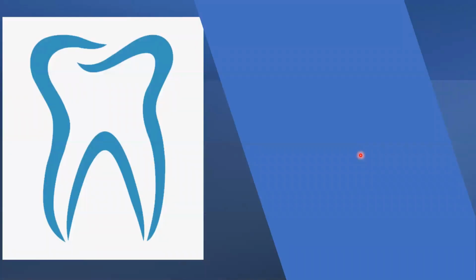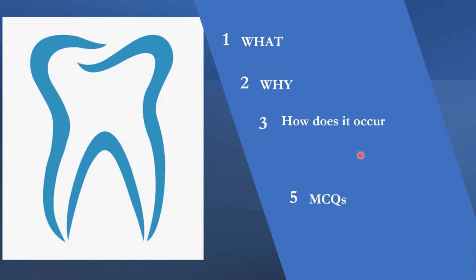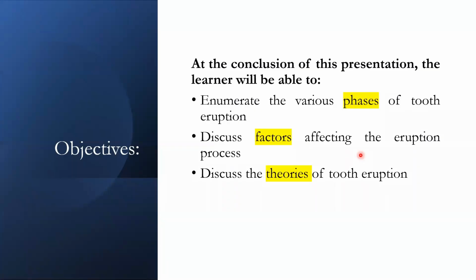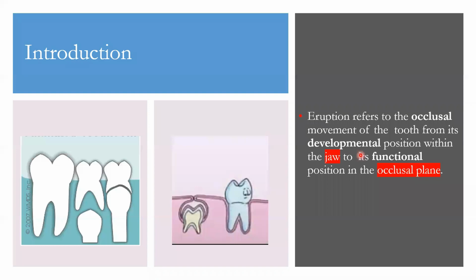So let's start with understanding what is the definition of eruption and why do we need to know the eruption timings of teeth. What are the stages of eruption, and of course, followed by summary and multiple choice questions. The learning objective for this lesson is that you should be able to enumerate the various phases of tooth eruption, discuss the factors affecting it, and discuss theories of tooth eruption.